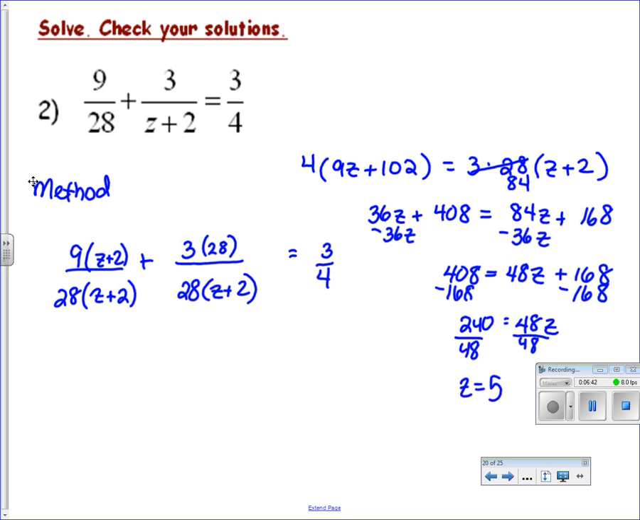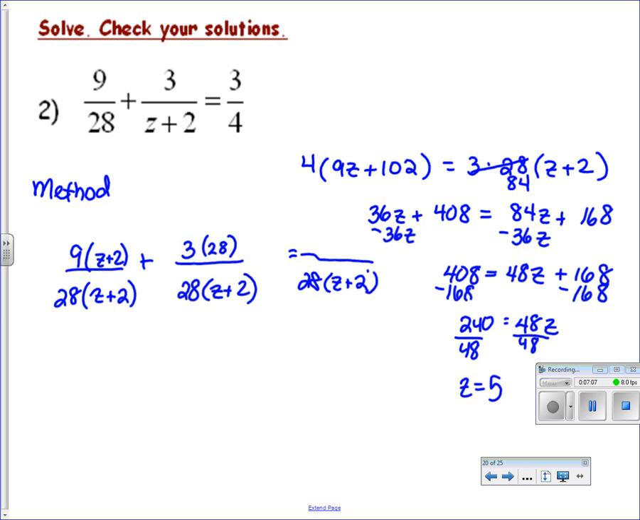What I would look at is the 3/4. Let's say that needs the common denominator too. So would the 28z plus 2 work for the denominator? Even though this is a 4, does 4 go into 28? Yes. So I'm going to keep my common denominator. It was fine.